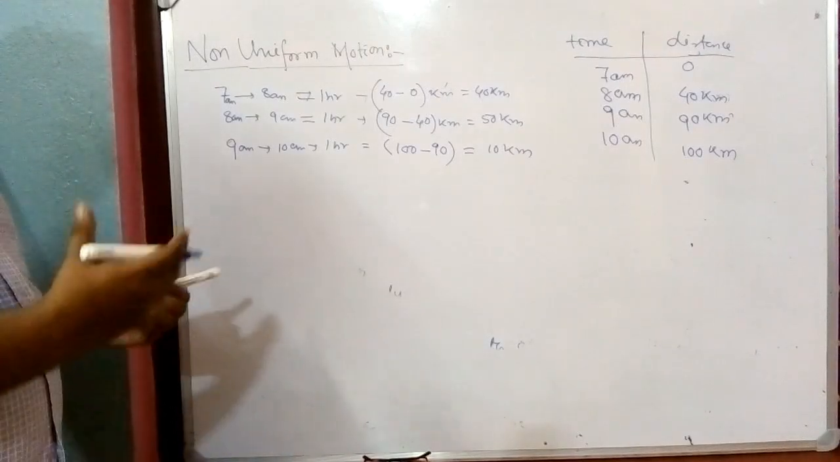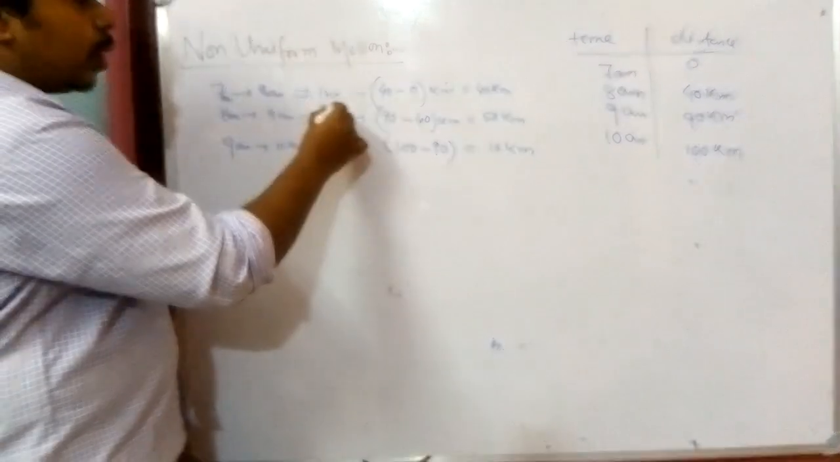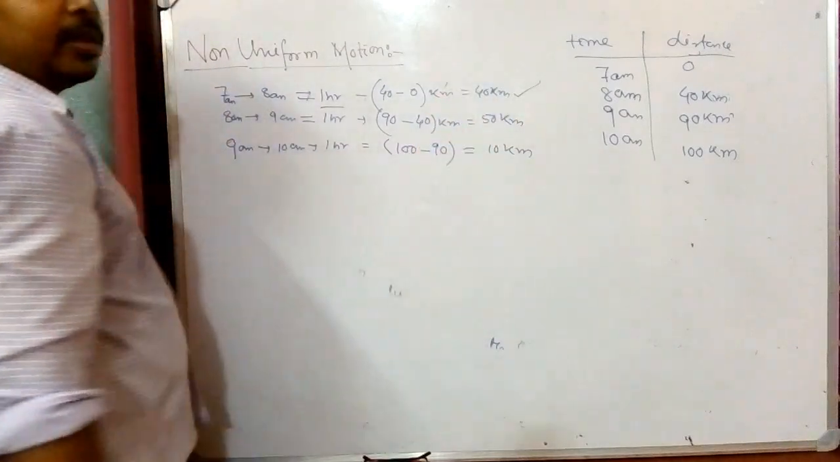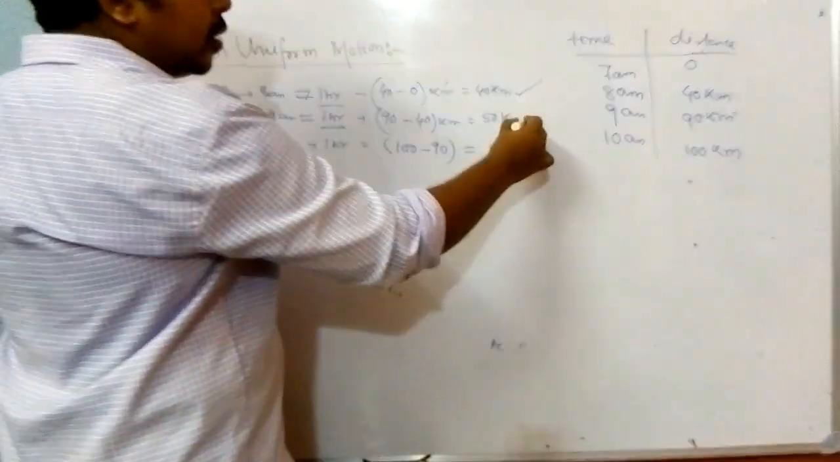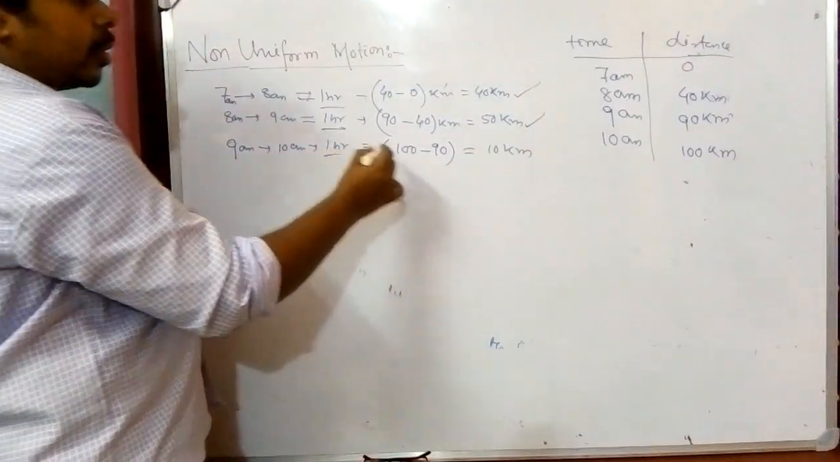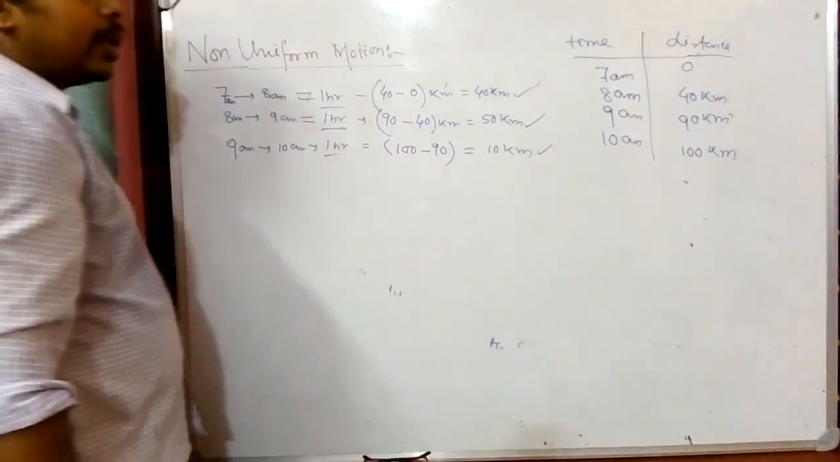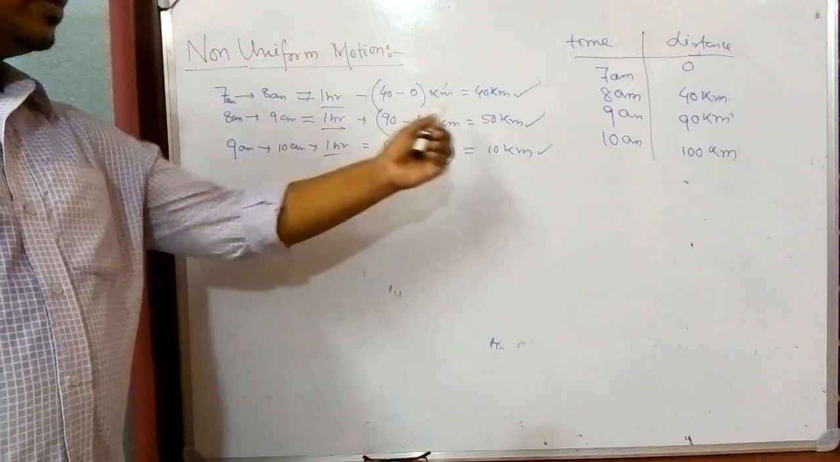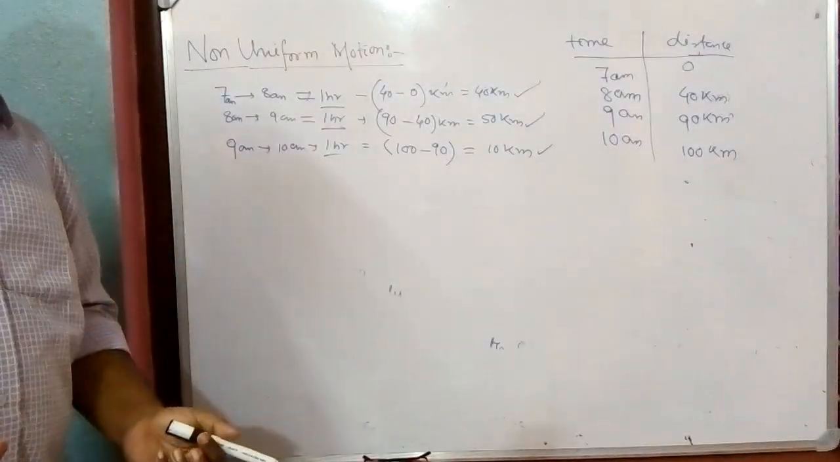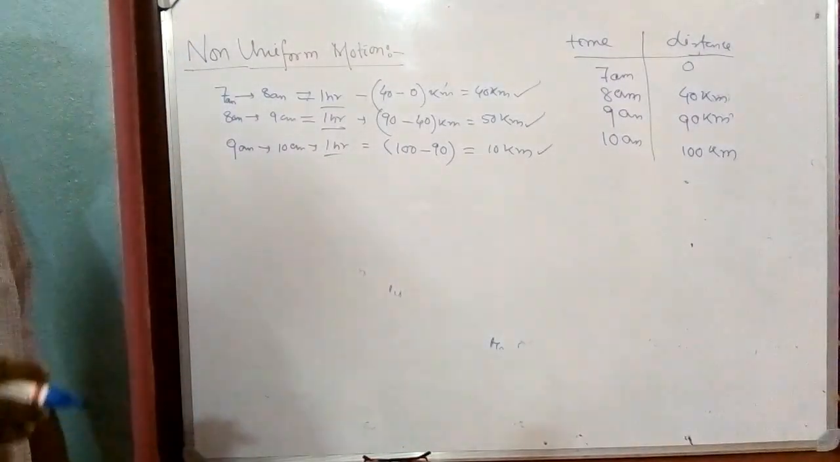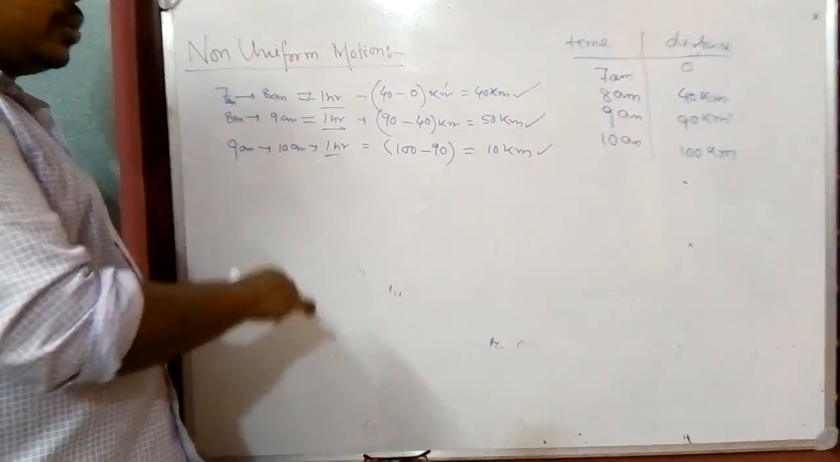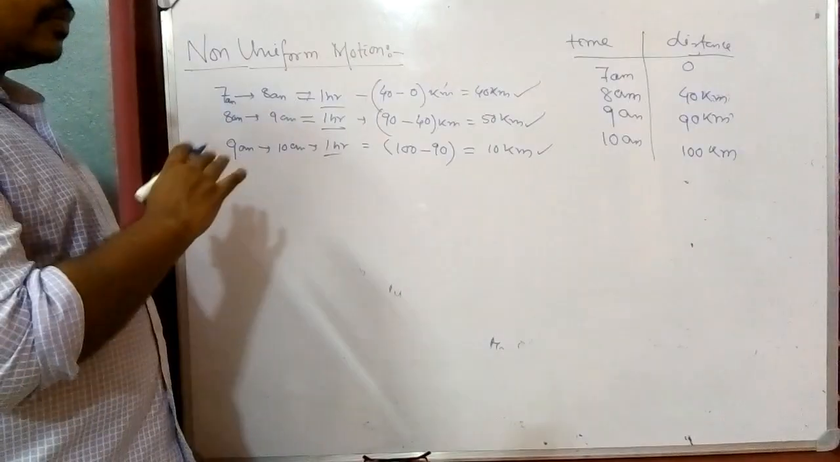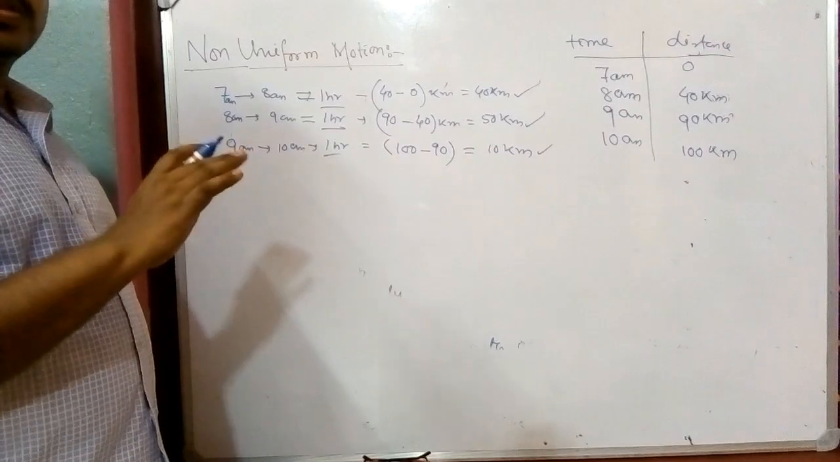The story is different. In the first 1 hour, it covers 40 kilometers. In the next 1 hour, it covers 50 kilometers. But in the next 1 hour, it covers 10 kilometers. So in every 1 hour, the covered distance is not the same. In the previous part, we saw it was the same. But here, we have seen that the covered distances are not the same.